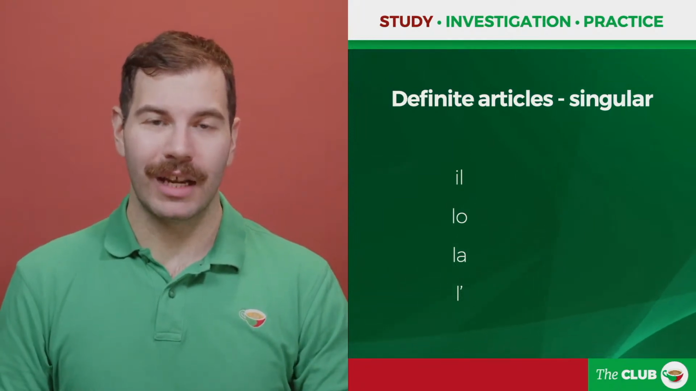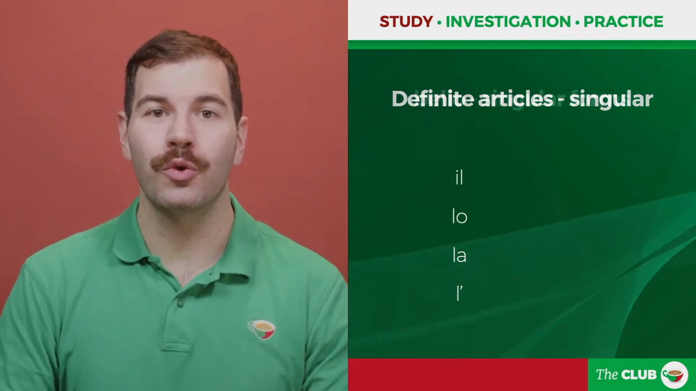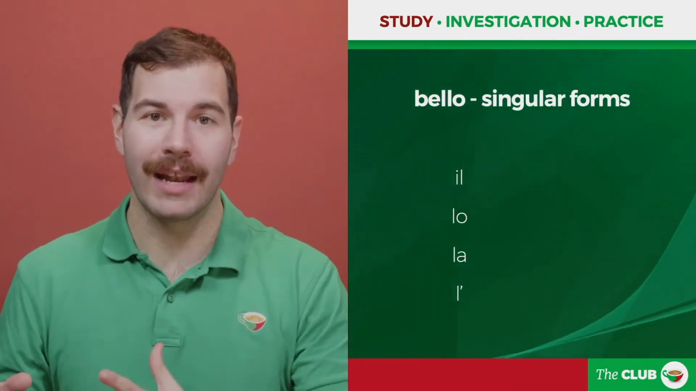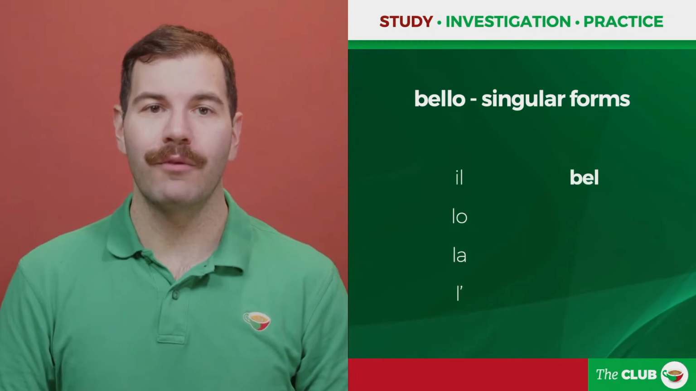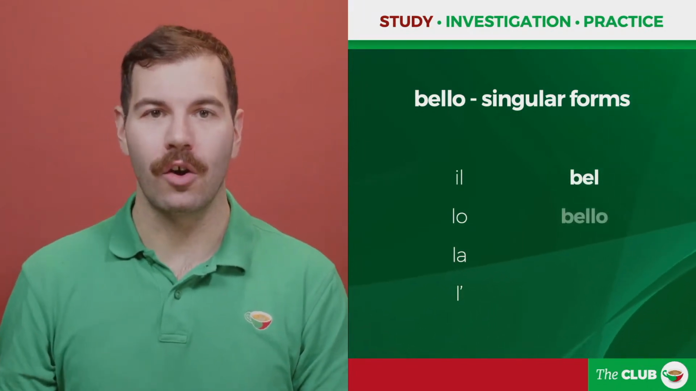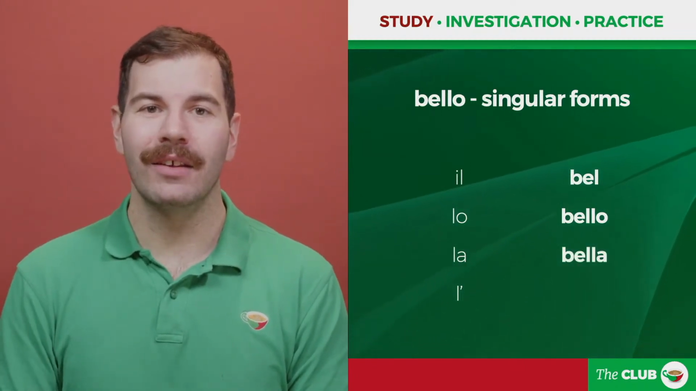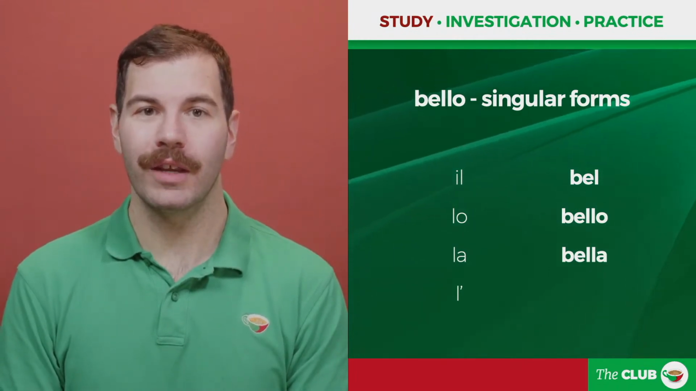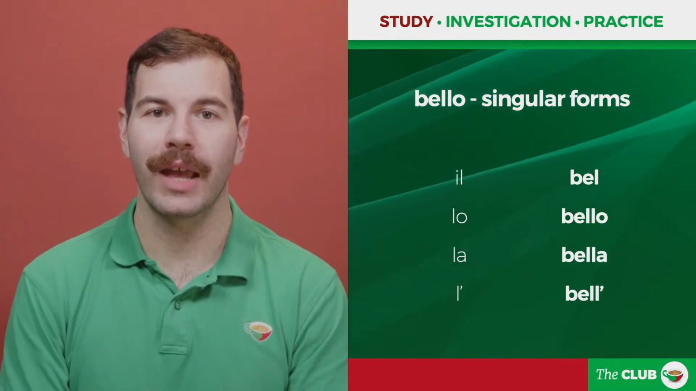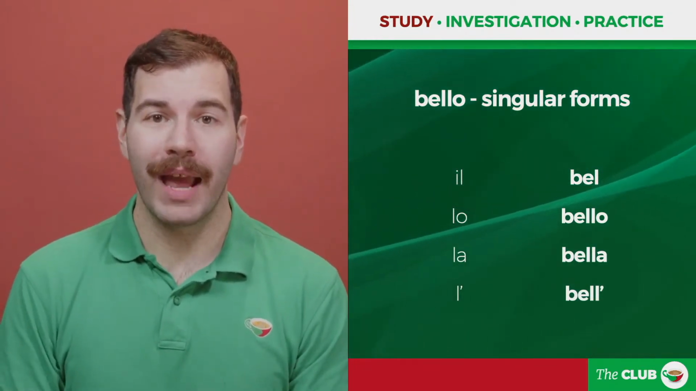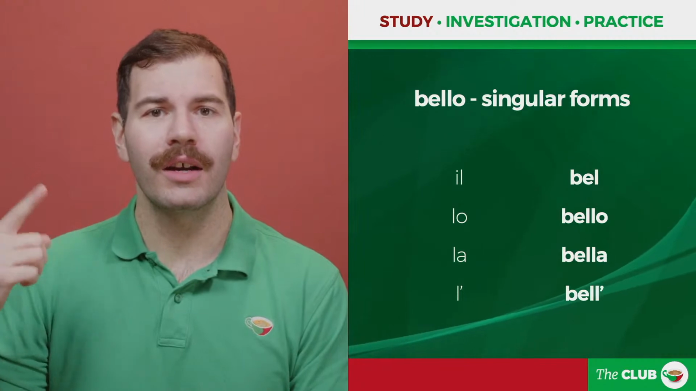So the same pattern that I've just described for choosing the definite article for nouns is going to be applied to the singular forms of bello. So if we use il for a noun, we're going to use bel. If we use lo, we're going to use bello. If we use la, we're going to use bella. And for nouns that are introduced by L apostrophe, we're going to use bell' with 2 L's and an apostrophe. Okay? So to choose the right form of bello, you need to think about the definite article you would use normally for that noun.